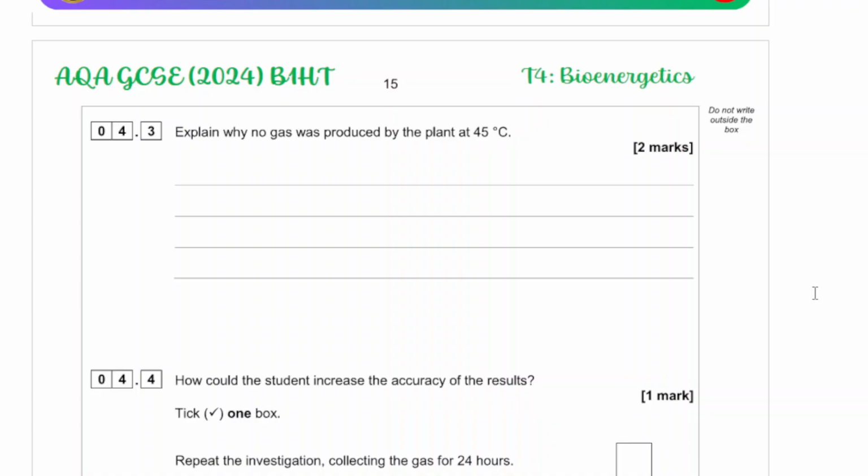Explain why no gas was produced by the plant at 45 degrees. Now, at 45 degrees, the temperature is too hot. So how does that actually affect the rate of photosynthesis? Enzymes in the chloroplast are denatured. You could say destroyed as well.